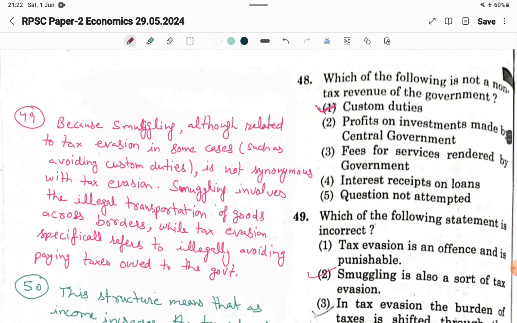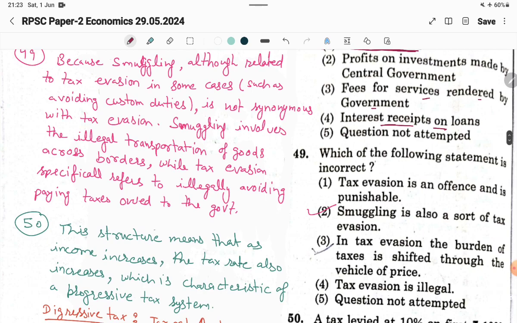The next question is, which of the following is not a known tax revenue? So there are two negatives, not and known. So not is cancelled by known. So it will be: which of the following is a tax revenue of the government? Customs duty is a tax revenue. All three other options are not: profit on investment made by central government is not a tax revenue, fee for services rendered by government is not tax revenue, and interest received is also not a tax revenue. So customs duty is the right answer here.